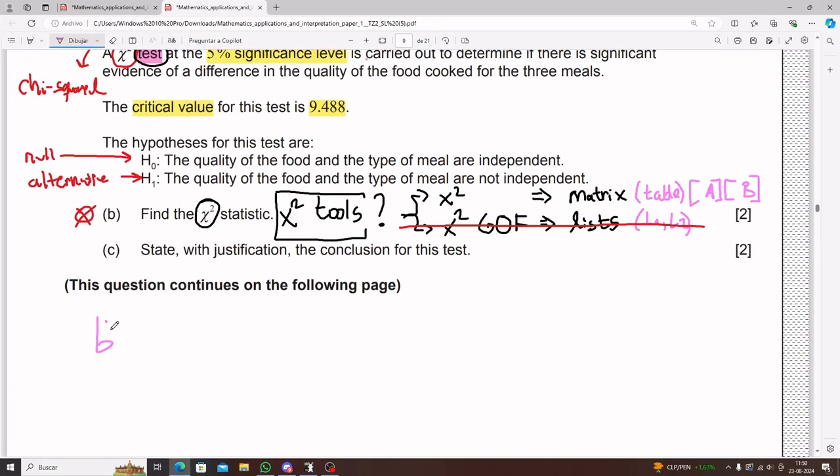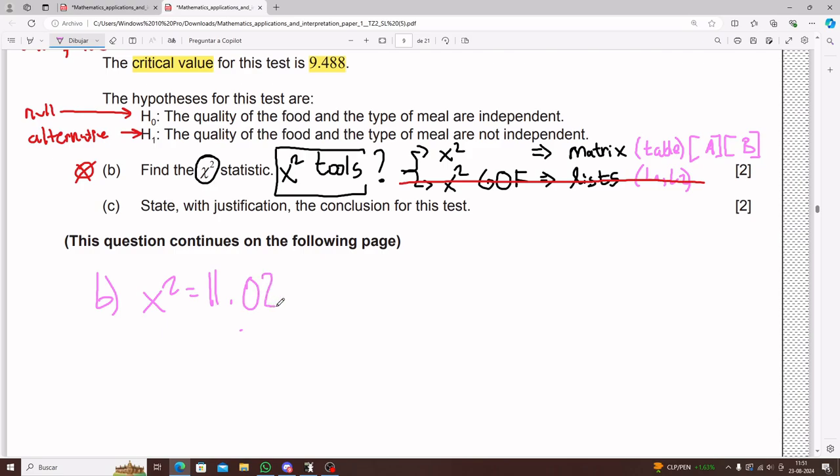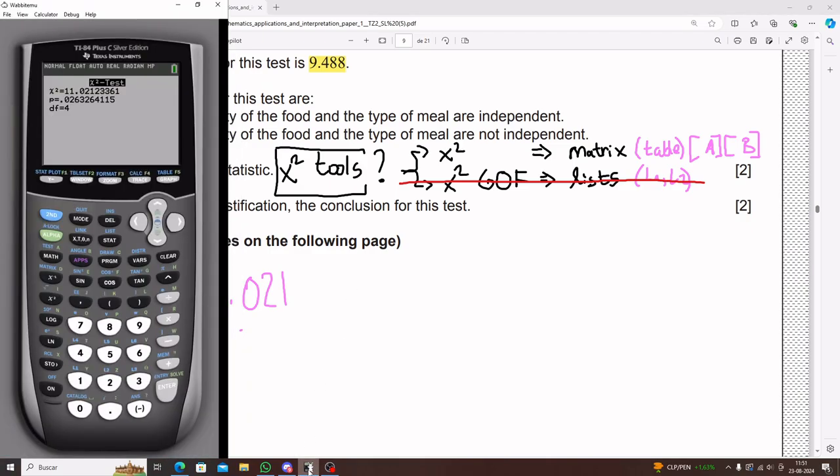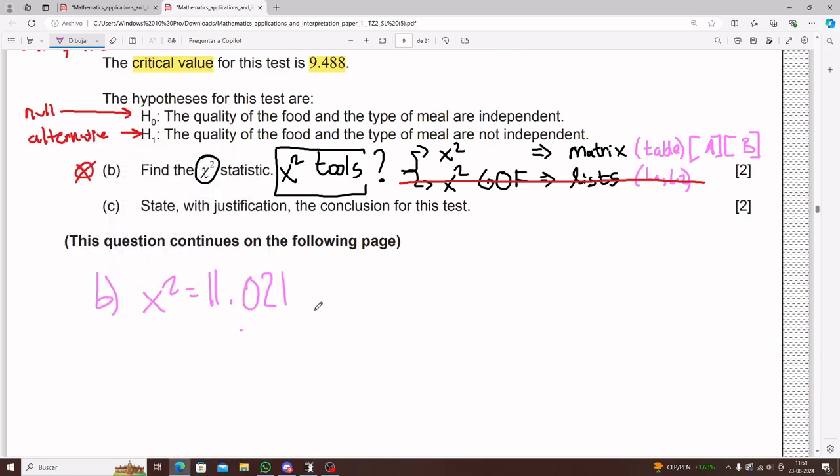So for part B, the chi-squared statistic is 11.021. Might as well put a couple more numbers: 23361. So there is my chi-squared statistic.